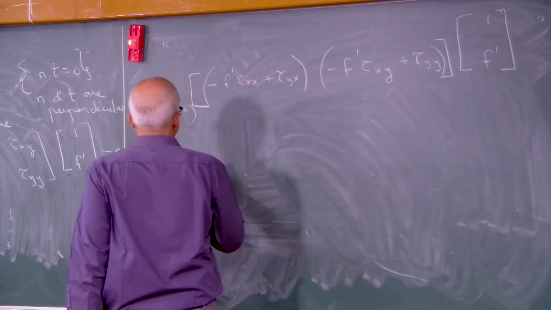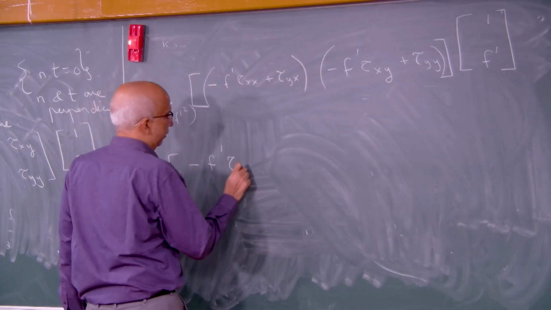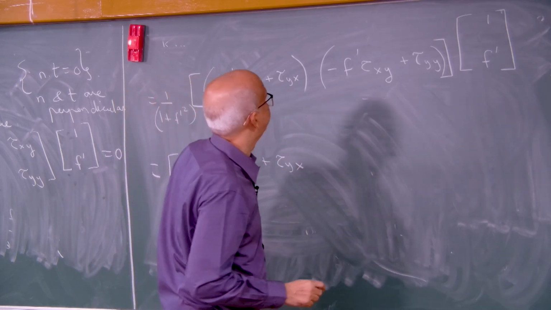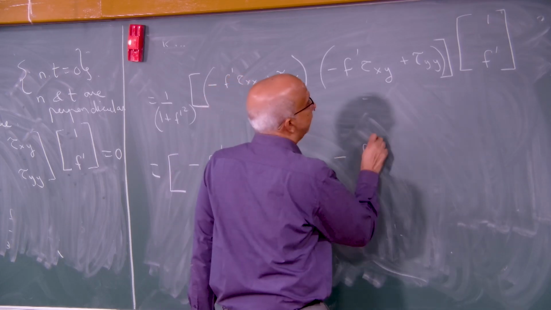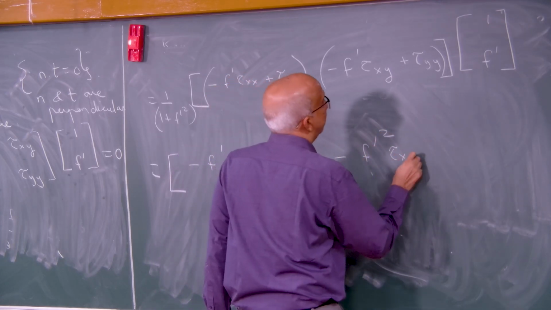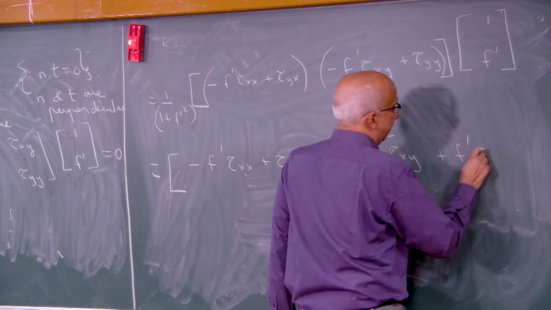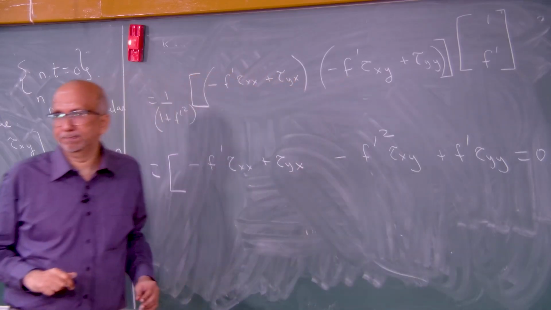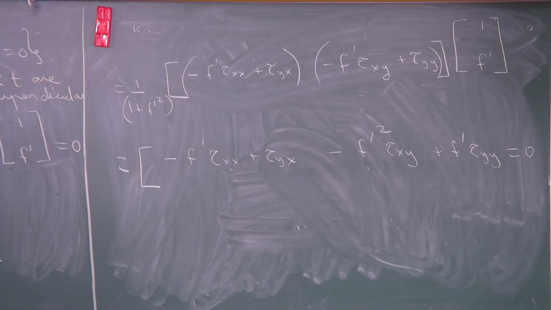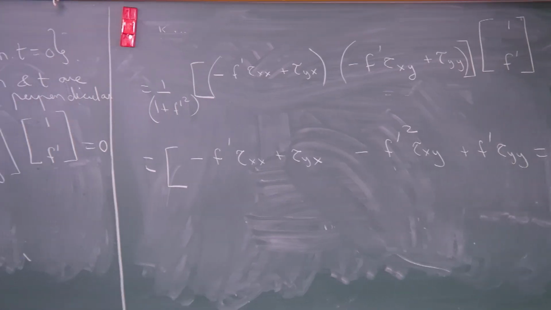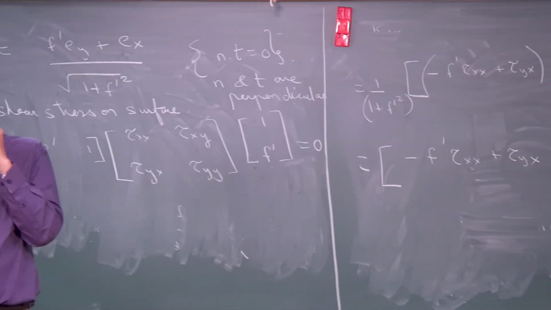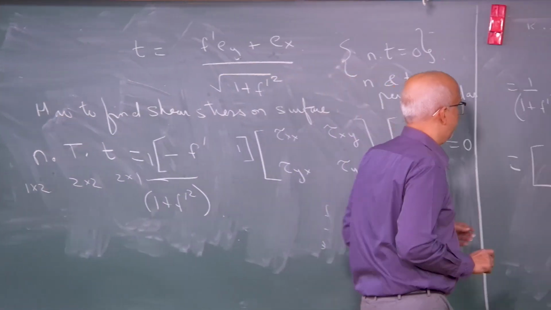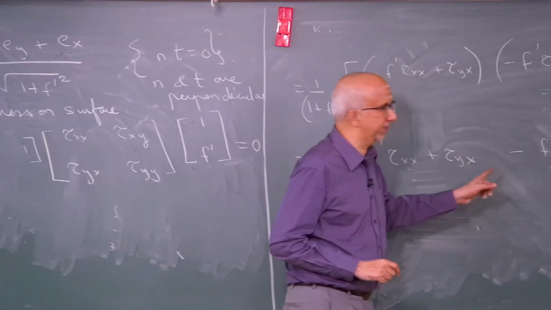So, I get minus f dash tau xx plus tau yx minus f dash squared tau xy plus f dash tau yy equals 0. All I am doing is multiplying this. Again I repeat, you do e_i, e_j, do the same thing, you should get the same result. I is 1, is x, this. So, this is the boundary condition which you have to use.